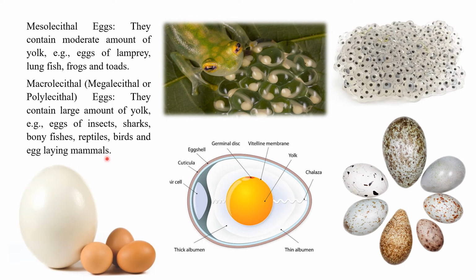And the other category are macrolecithal, or sometimes they are called megalecithal, or even sometimes polylecithal eggs. These are the eggs which contain large quantities of yolk. The eggs of birds or the reptiles and some bony fishes are the best examples of macrolecithal eggs because they contain large quantities of yolk in them.